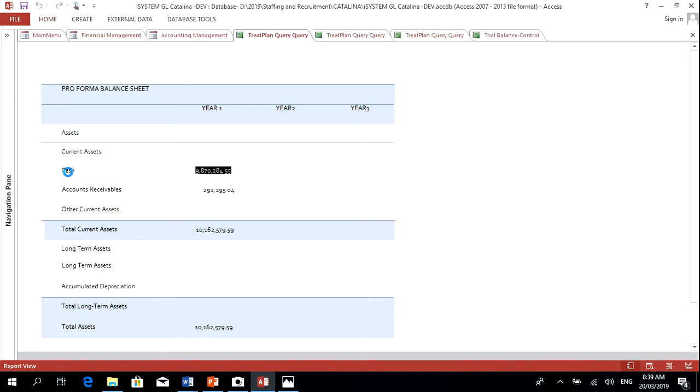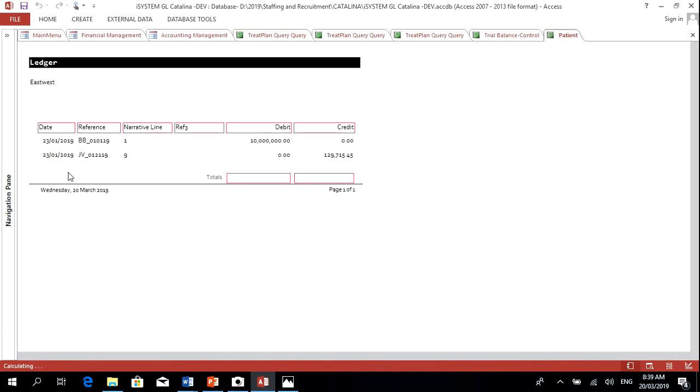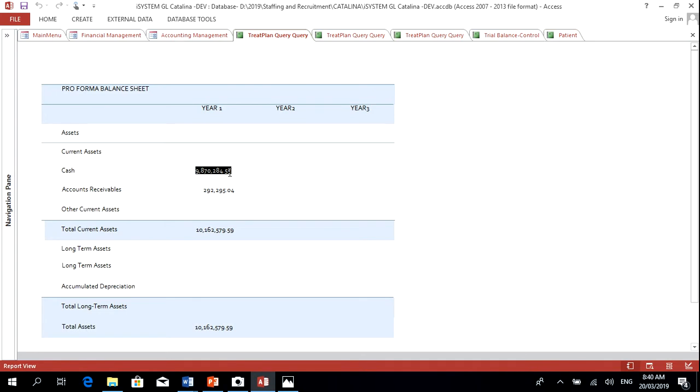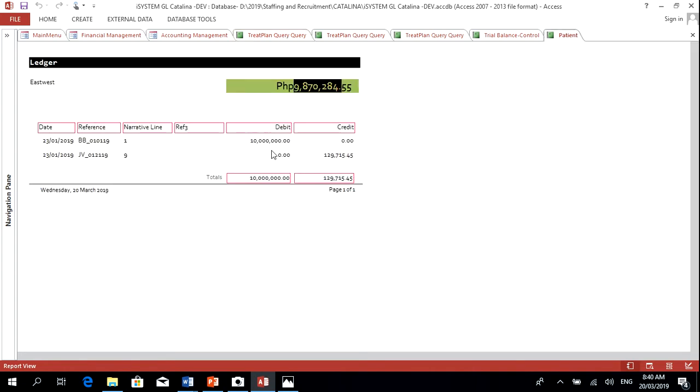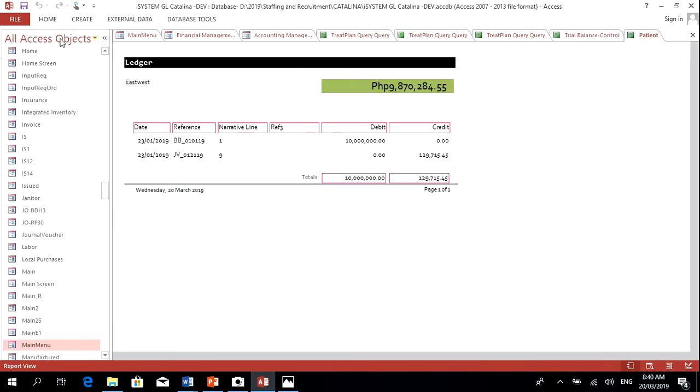If you want to see the ledger of cash, the cash transaction according to this ledger involves two entries. One is a beginning balance here of 10 million and a JV entry which is on the credit side of 129,715, thus giving you a net cash of 9.8 million. So let's review that. This is a result of this ledger, right? Now this ledger came from two transactions, right?